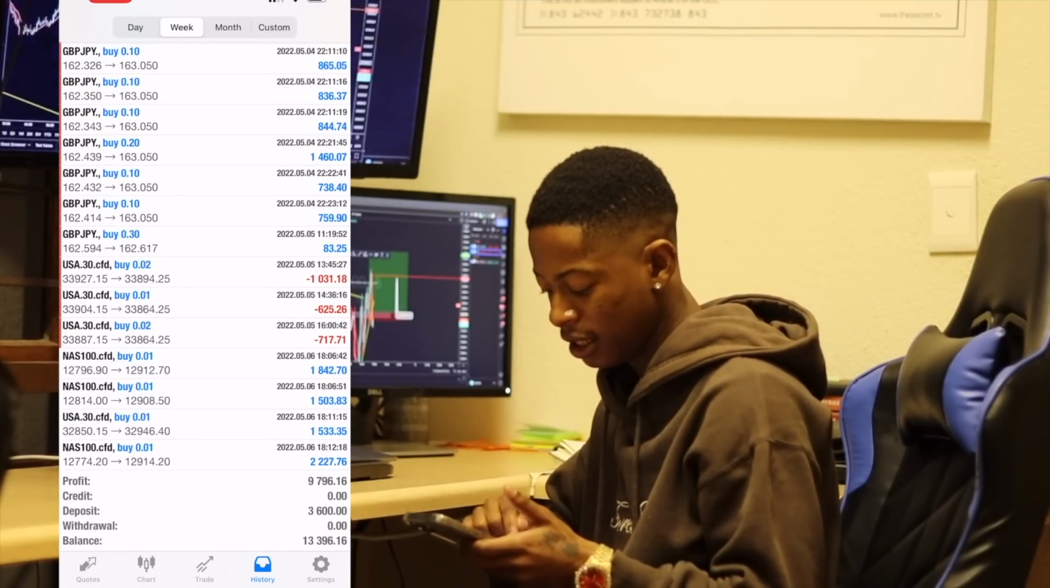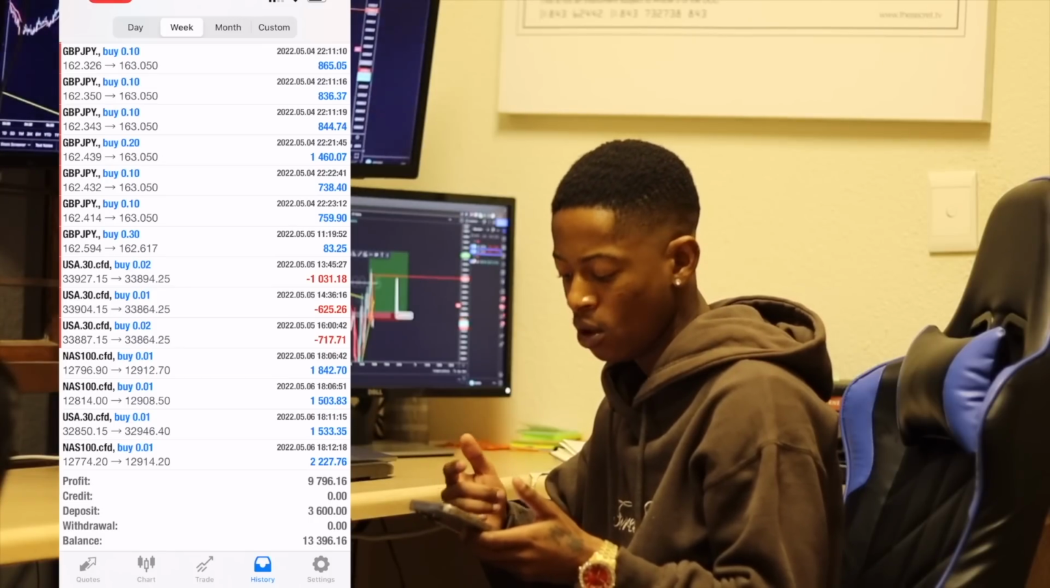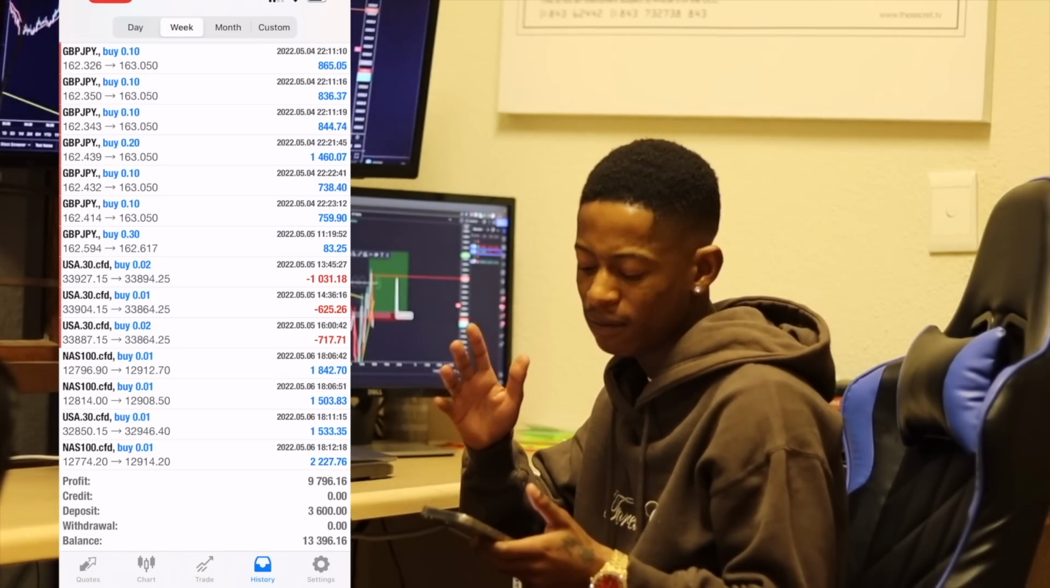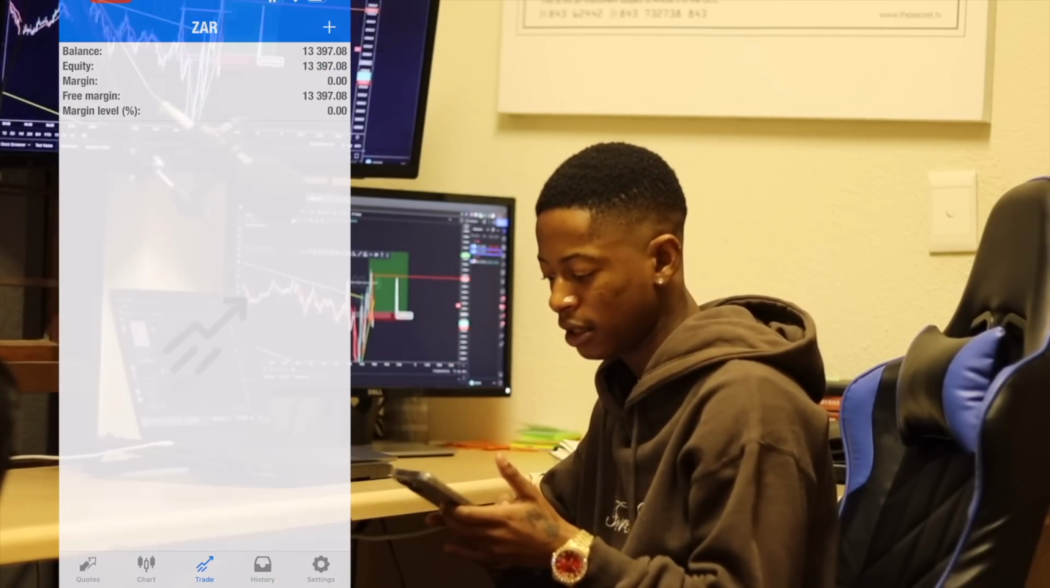So here you can see that the deposit is 3.6k and the total profit is 9.7k, which means we've made about 3 times the account. If you multiply by 3 it will give you similar results. So that's what we've done.